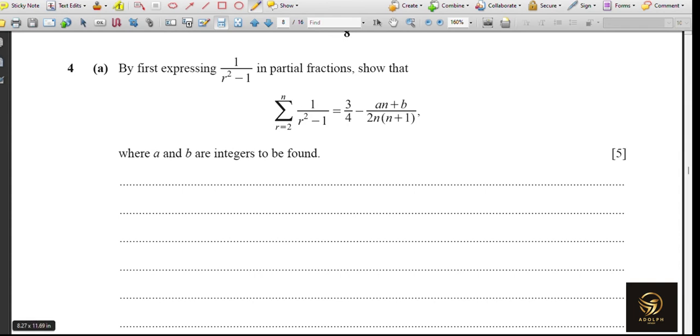Next we solve that fourth question by first expressing 1 by r square minus 1 in partial fractions. Show that, so they gave the nth term. Let's solve it. So the first step is we have to write 1 divided by r square minus 1 as a partial fraction.